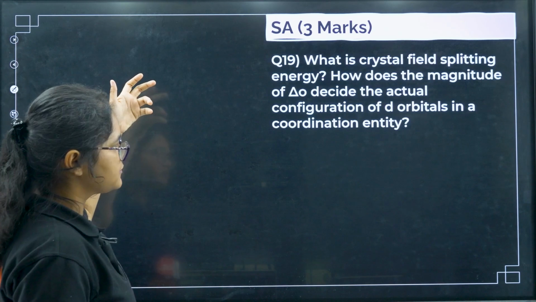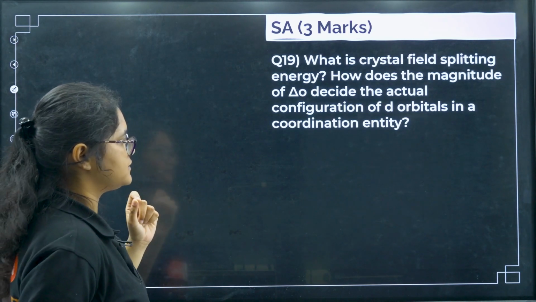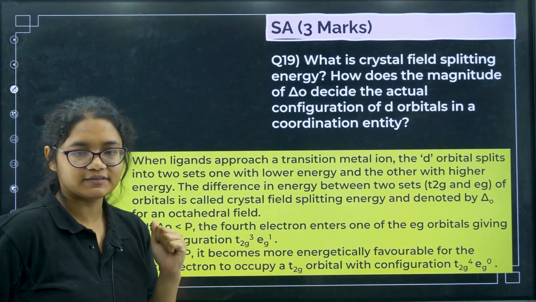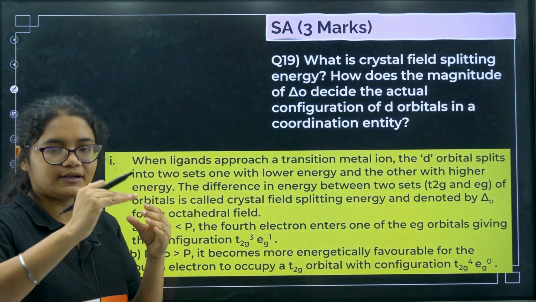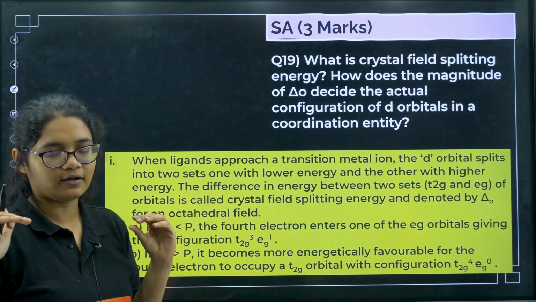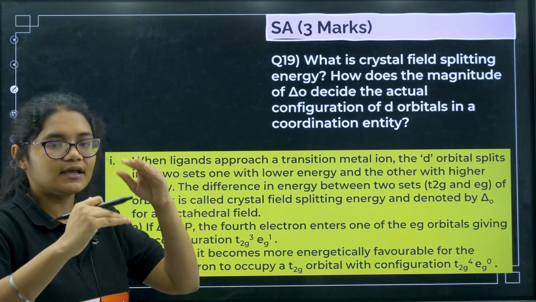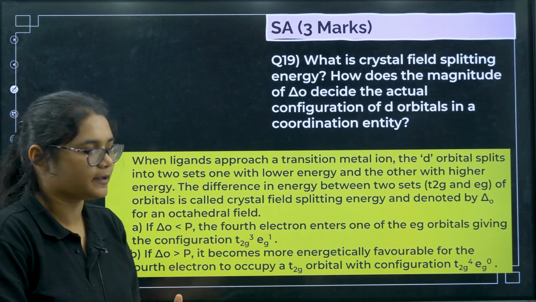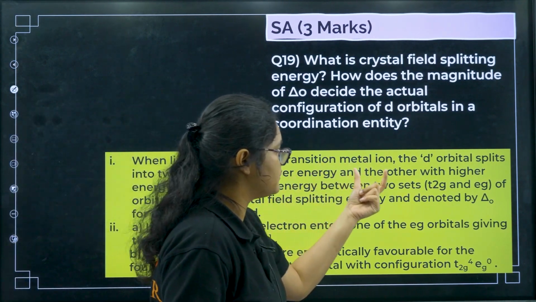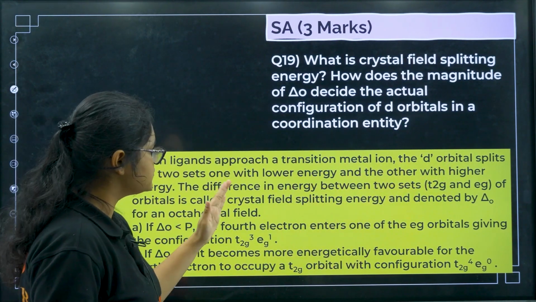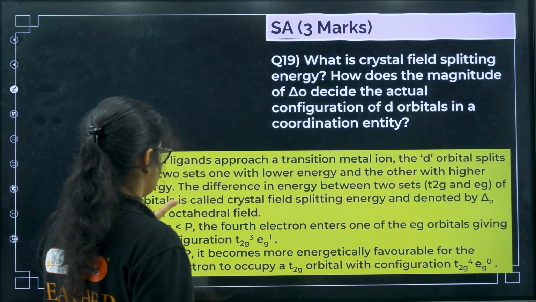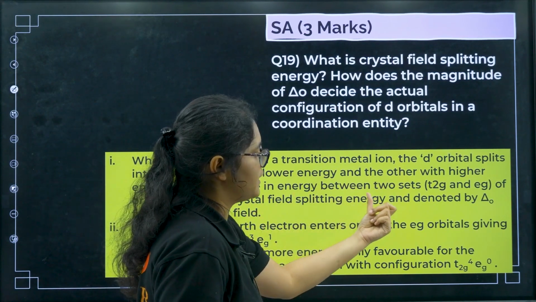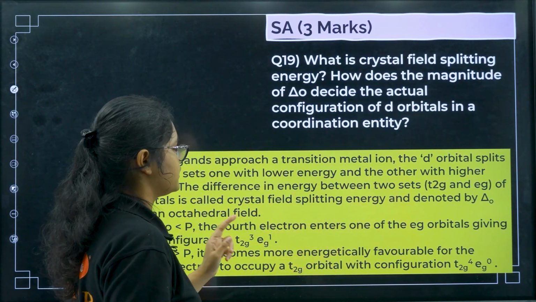Next, what is crystal field splitting and how does the magnitude of delta O decide the configuration of d orbitals in the coordination entity? I have told you what d orbital splitting is. When there is a metal, all the d orbitals are degenerate, they have the same energy, but when the ligands approach, these d orbitals face repulsion and they split, and that is called crystal field splitting. When a ligand approaches a transition metal ion, the d orbitals split into 2 sets, one with lower energy and one with higher energy. The difference in energy between the 2 sets of orbitals is called the crystal field splitting energy and is denoted by delta O for an octahedral field.